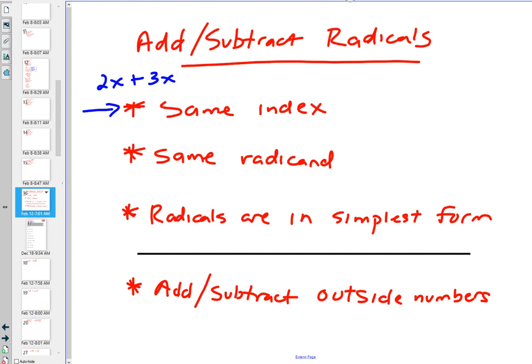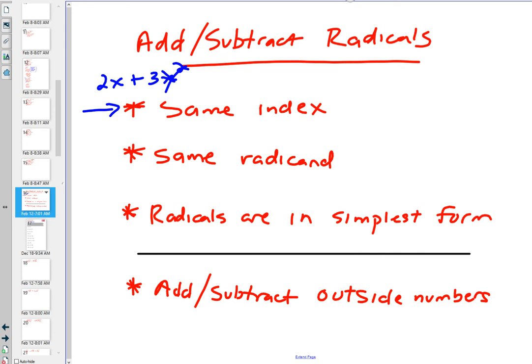But then if I say, what's 2x plus 3x squared? We can't add them. Why not? They're not like terms. Thank you. If I said 2x plus 3y, can I add them? No, because they're not like terms. Well, a lot of the same things are going to apply to radicals.